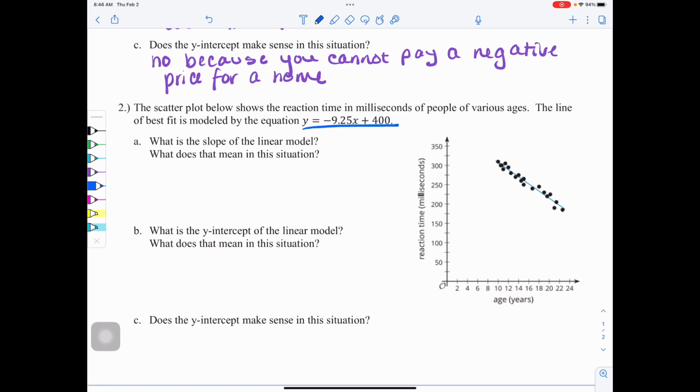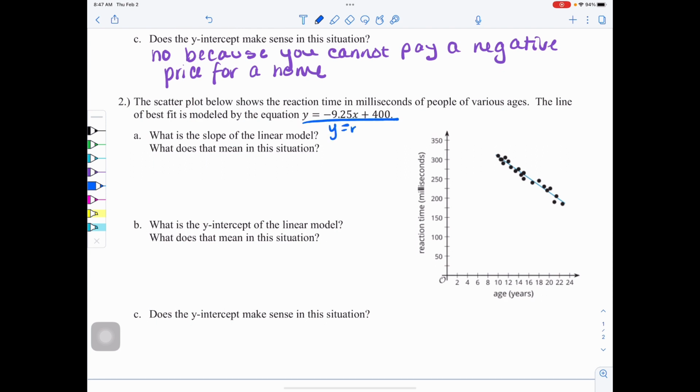So similar to what we already did, let's take a look at a different situation. With this one, remember, it's reaction time in milliseconds of people of various ages. So if I look at my scatter plot and I think back to our previous lessons, I see a linear model, which is why it makes sense to have a y equals mx plus b equation. So we'll write that down again. Just remember that's the format we're following.